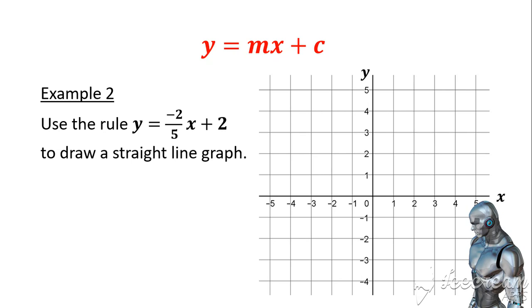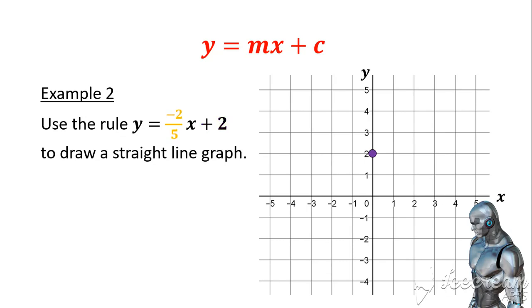Right, let's try it again. Here's another example. Use the rule y is equal to -2 over 5x plus 2. We're going to draw a straight line graph. Okay, so let's start at the y-intercept, the value of c. In this example, c is plus 2. So that tells us that the graph passes through the y-axis at positive 2. So that's why I've drawn a dot here at plus 2.